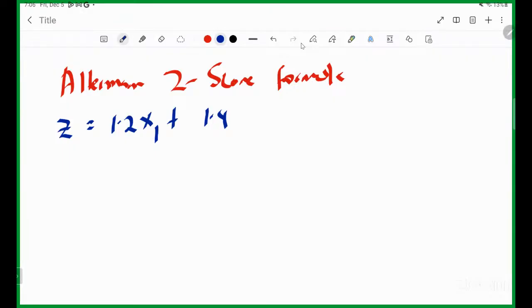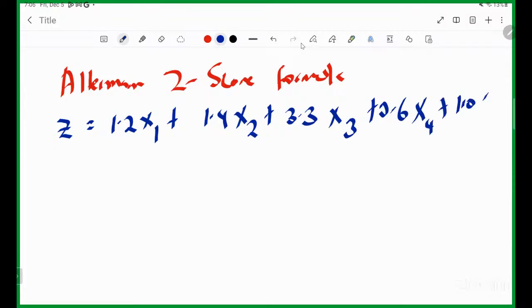Great. So he said, if I have 1.2 X1, it's just his formula, plus 1.4 X2 plus 3.3 X3 plus 0.6 X4 plus 1.0 X5. Write that formula.